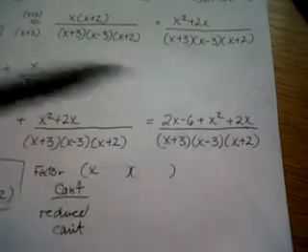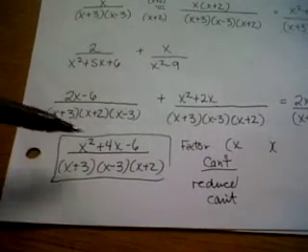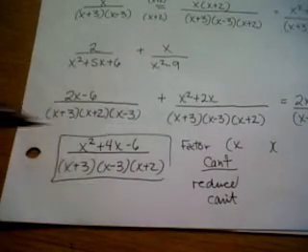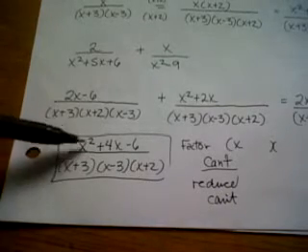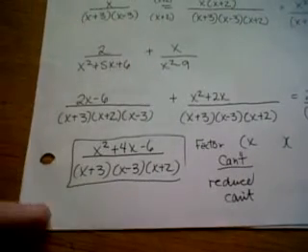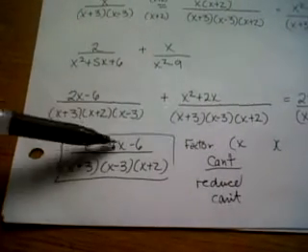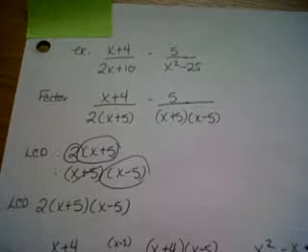Well, now we can go ahead and combine like terms. And when we combine like terms, I get x squared plus 4x minus 6 over x plus 3 times x minus 3 times x plus 2. Then I look and I see, can I factor this at all? And it doesn't factor to reduce. I cannot factor that numerator, so I just leave it the way that it is.